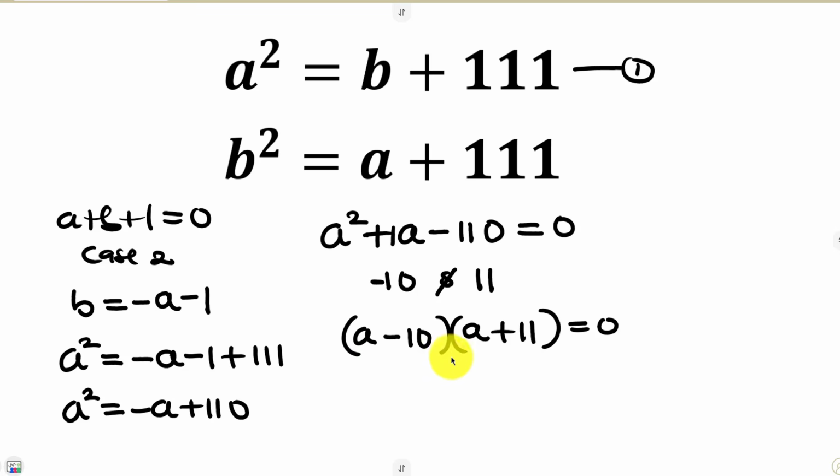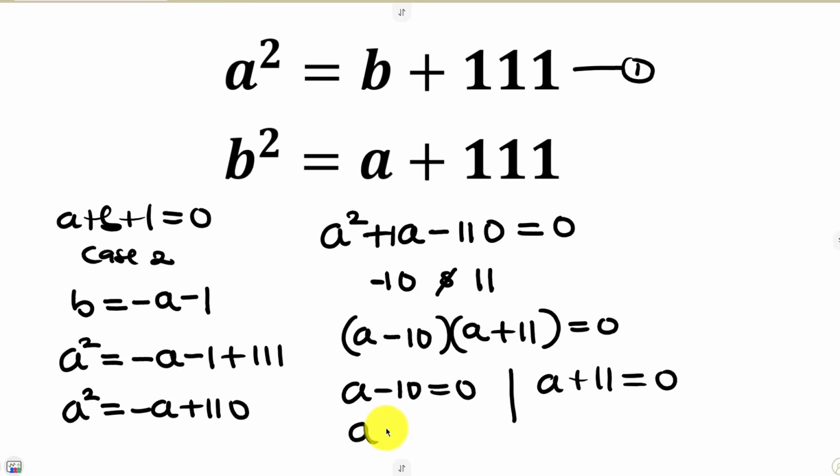Good. So there are two cases. We have a minus 10 equal to 0, and we have a plus 11 equal to 0. For the first case, a will be equal to, as negative 10 crosses to the right, it becomes positive 10. Then, for the second case, a will be equal to, as 11 crosses to the right, it becomes negative 11. Very good. Now let's use these values of a to get the corresponding values of b.